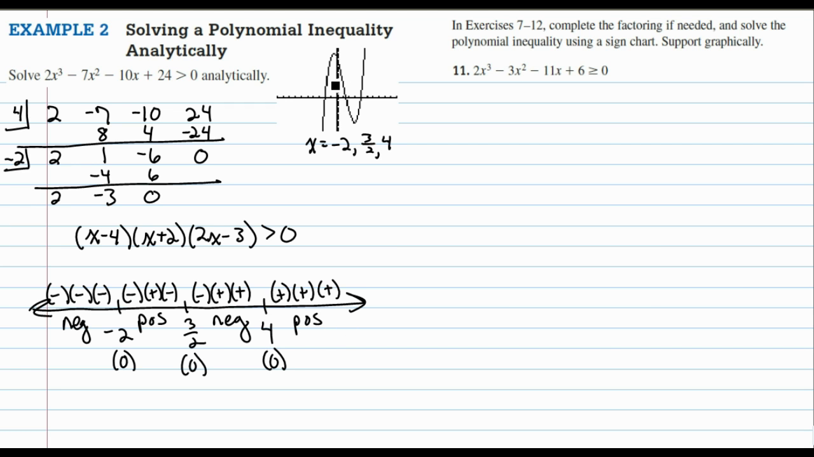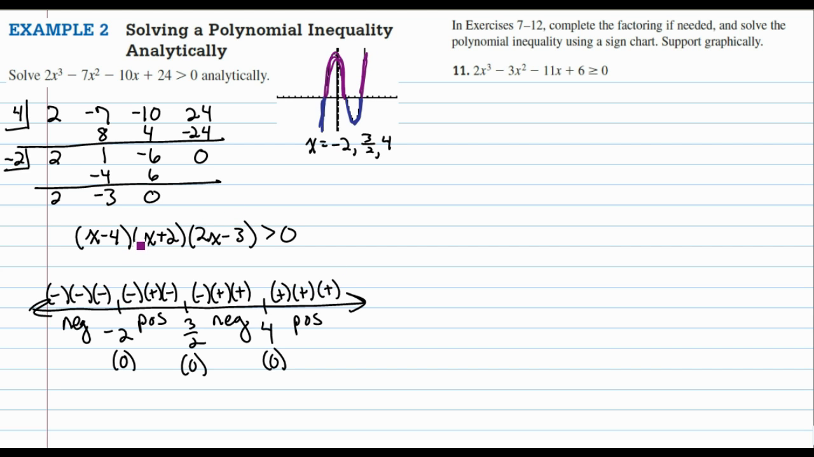And you can see that actually on the graph. You can see that the y values are negative to the left of -2, as well as between 3/2 and 4. They're below the x-axis. Then between -2 and 3/2, those y values are positive. And then again after 4, those y values are positive.